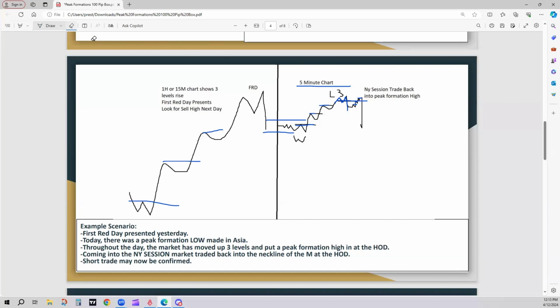Now, what happens if there's not already a peak formation high? What if they're just going higher, right?